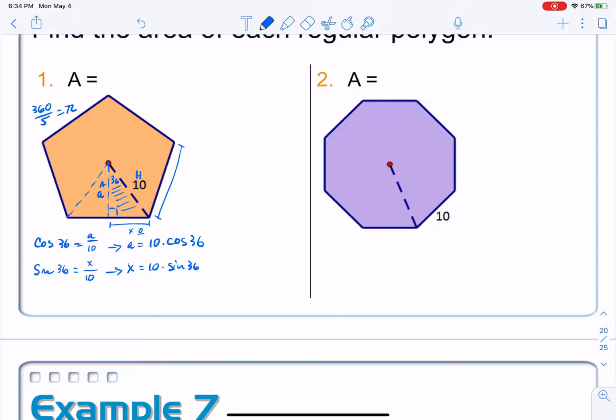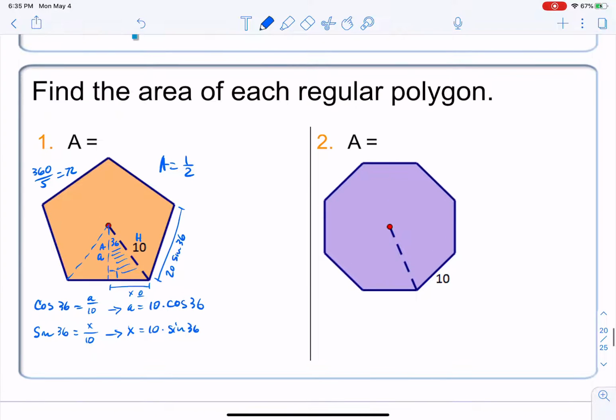It's double this, 10 times the sine of 36, which is going to make 20 times the sine of 36. All right, we have our side length, we have our apothem. We've got enough information to write the equation for the area. 1/2 of the apothem length, which we said was 10 times the cosine of 36, times my perimeter. Each one of these is 20 times the sine of 36. If I multiply that times 5, 5 times this 20 here gives me 100 times the sine of 36.